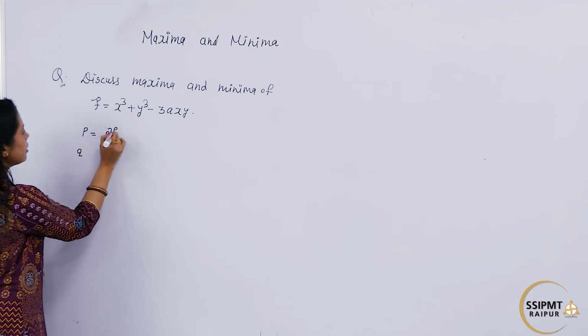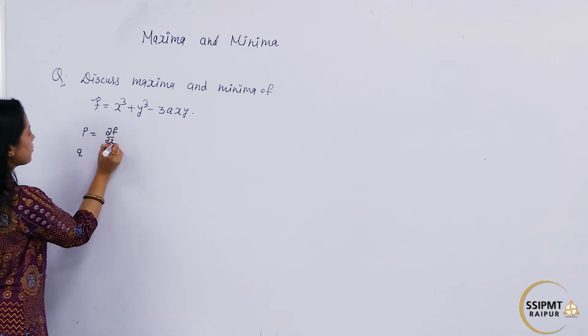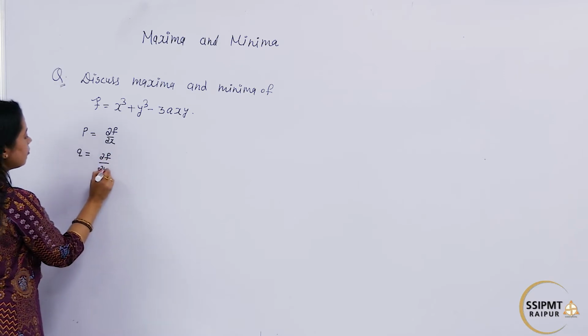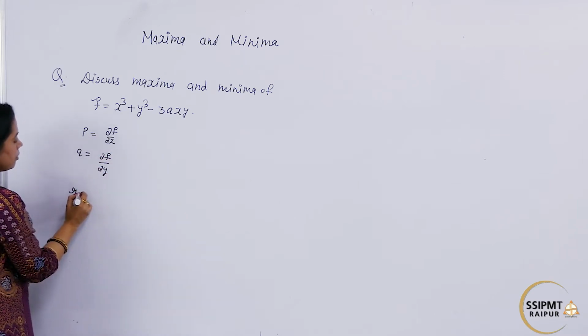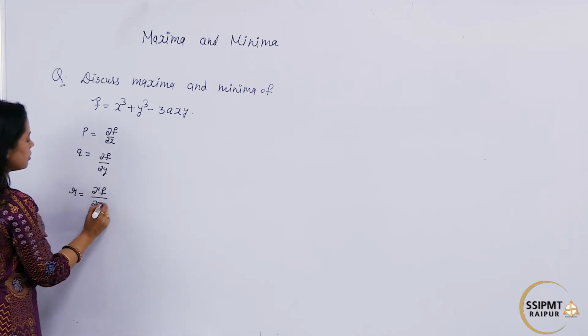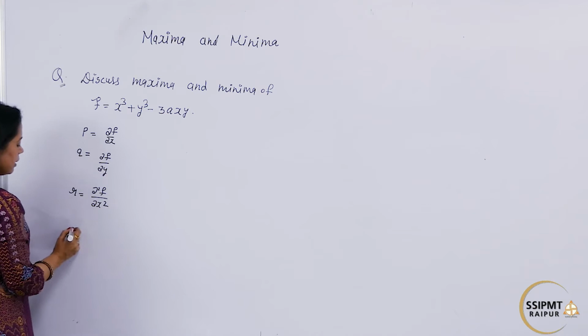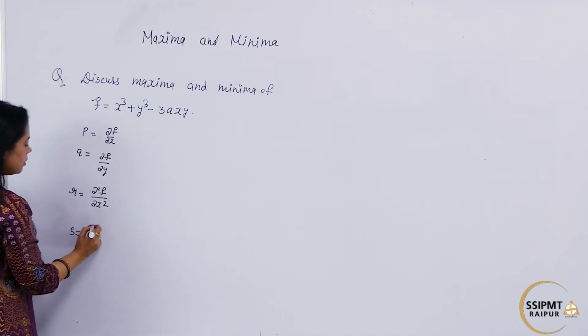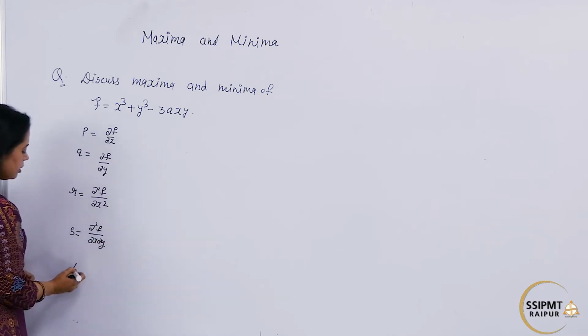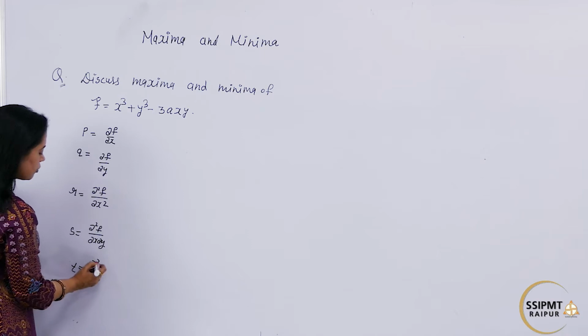which is equal to del f by del x, q, which is equal to del f by del y, r, which is del square f upon del x square, the second order derivative, s, which is del square f upon del x del y, and t, which is equal to del square f upon del y square.